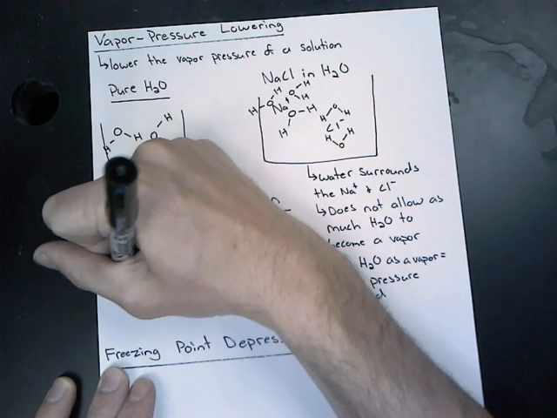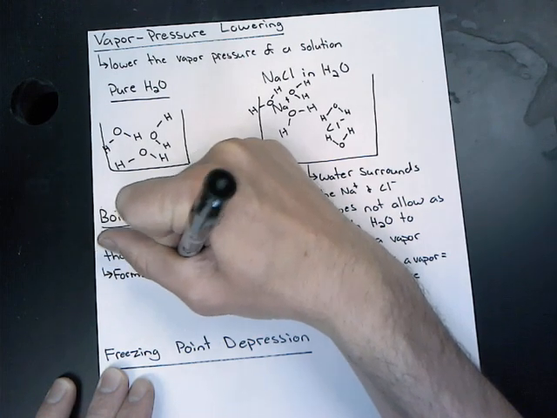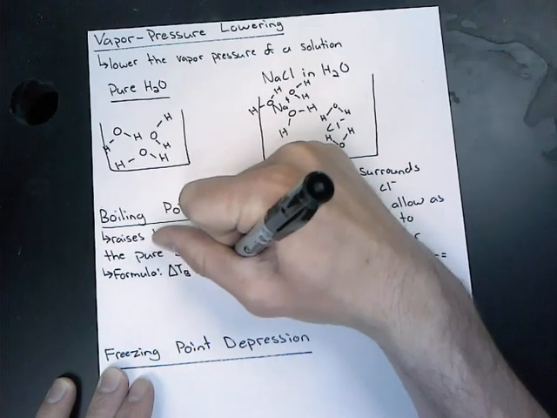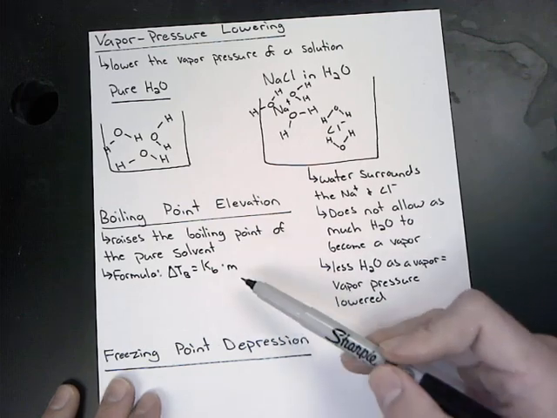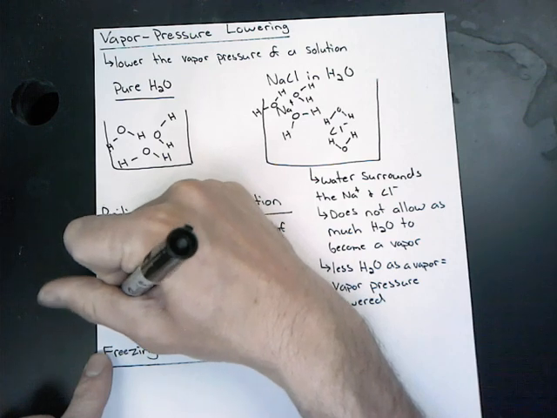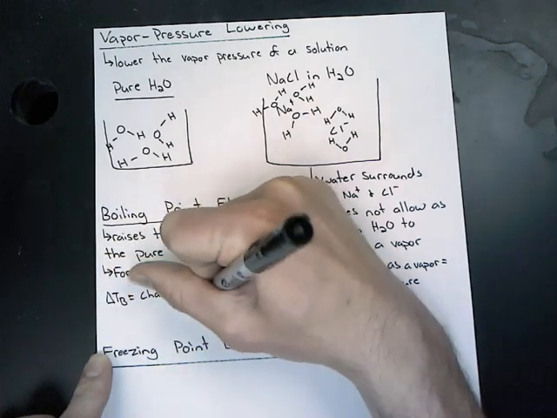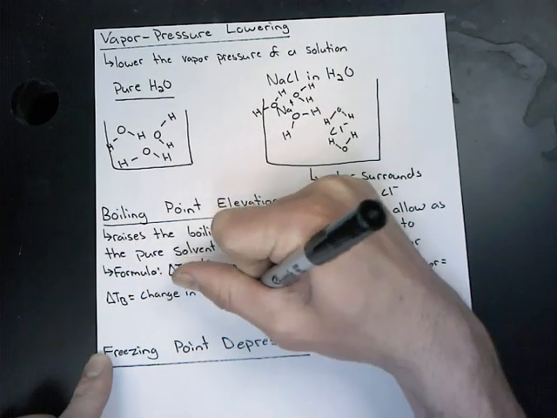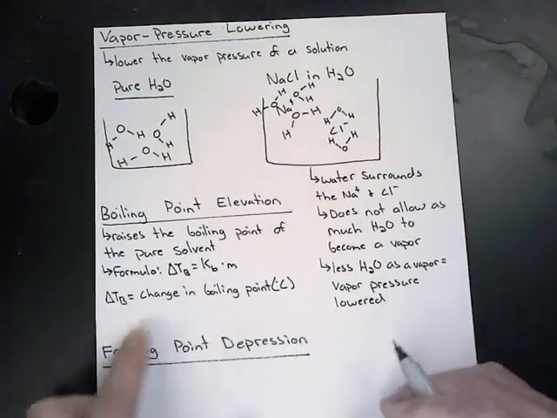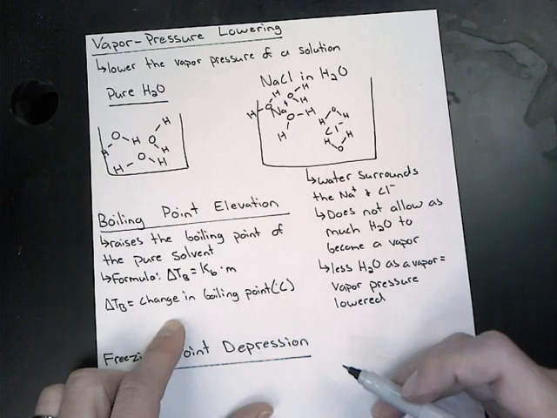So the formula for boiling point elevation is this. Delta TB equals KB times m. So what each of these terms mean is as follows. Our delta TB is our change in boiling point, and this is expressed in degrees Celsius. Now, this is the change compared to that of the pure solvent.